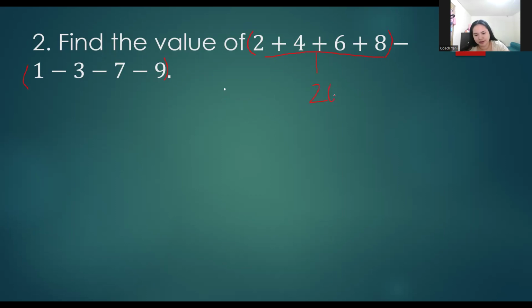20. And then how about this one? So you just assume that this is plus. You just add this all together. So this one is also 20, right? And then what do we do afterwards? Since this is subtraction here, we just need to subtract it from this one. 20 minus 20 equals 0.